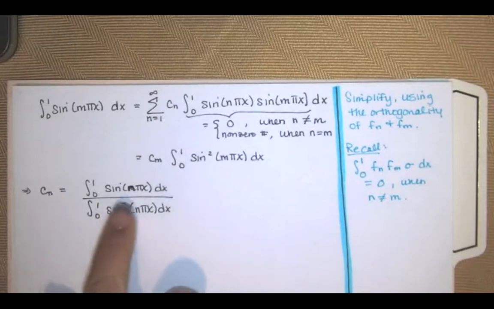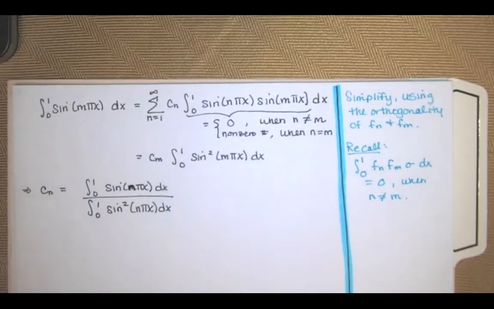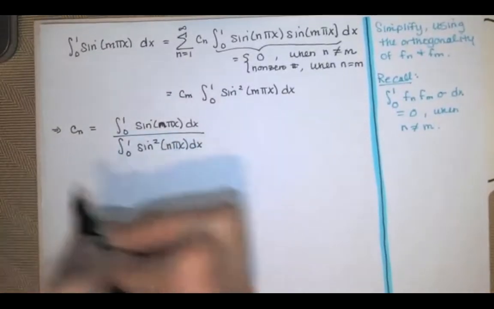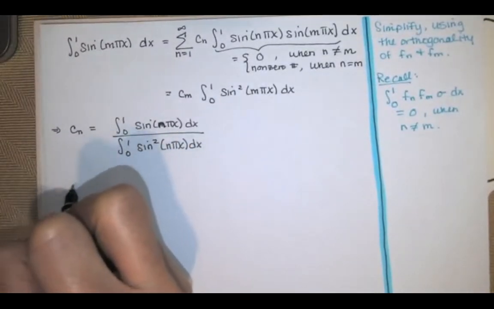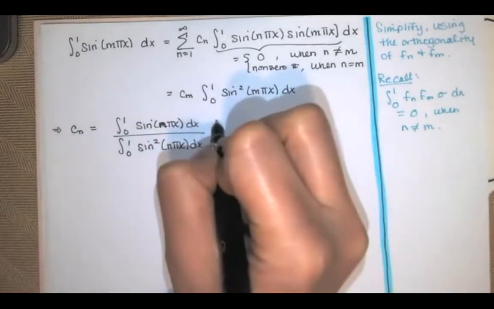Okay, so now this is really simple. You just have to evaluate a couple of integrals and then divide, and that's going to get you the c sub n that you need. So let's do the integral in the numerator first.